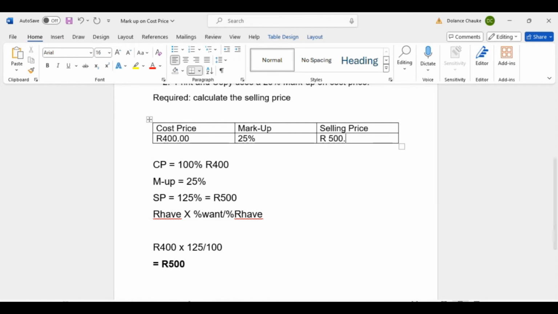That is so easy, right? So this is how you do it. Firstly, you must have this formula, and then you determine percentages, checking whether the markup is on cost or on selling, because markup is calculated in two methods. They can use markup on cost price like we did now, and there's another one called markup on selling price, of which I will do a video as well, so that you can differentiate between the markup on selling and the markup on cost. I hope you understand this one.